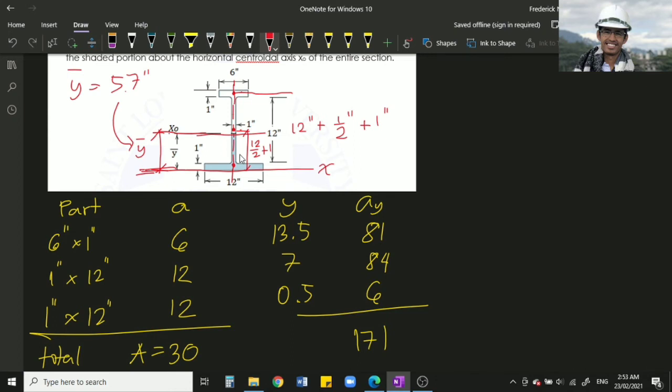So, for the moment of area, let's denote it as Q. Okay? Moment of area. Area about XO. So, that will be Q is equal to A, the area of the shaded portion, times our Y. Okay? So, that will be AY. Okay?